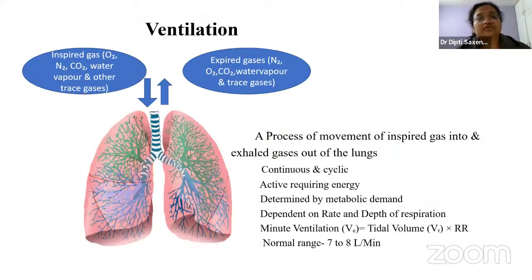So let us start with the first and foremost thing that happens for gaseous exchange. It is ventilation. Ventilation is a process of movement of inspired gas into and exhaled gases out of the lungs. It is a continuous and cyclic process which requires energy and is determined by metabolic demand. It is mainly dependent on rate and depth of respiration, and it is because of this that we come to an important concept, that is minute ventilation. It is the product of tidal volume and respiratory rate, and the normal range is about 7 to 8 liters per minute.